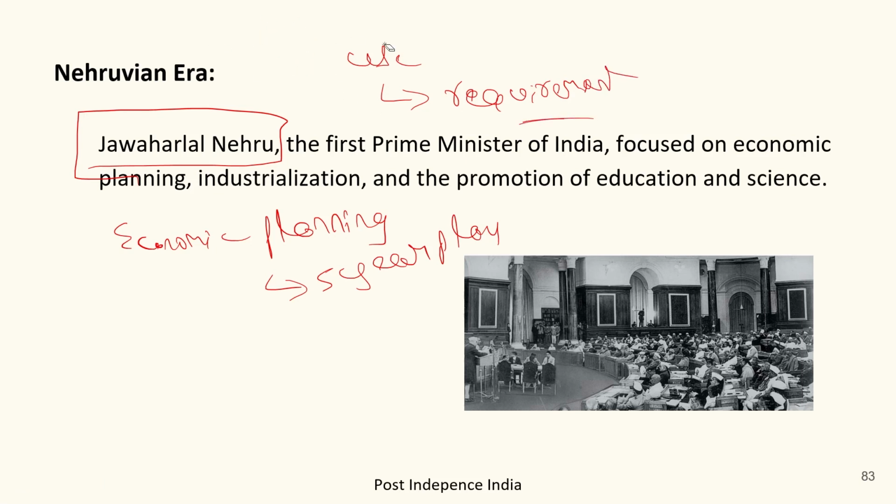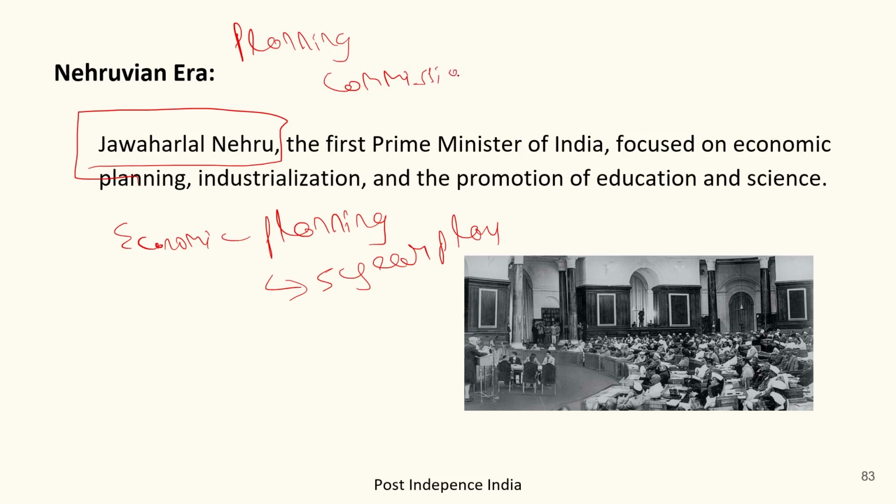And the Planning Commission was there, which was responsible for making the 5-year plan. The 5-year plan simply means the plans in which the resources would be allocated on the basis of different requirements, and all the targets should be completed in just a 5-year time span.